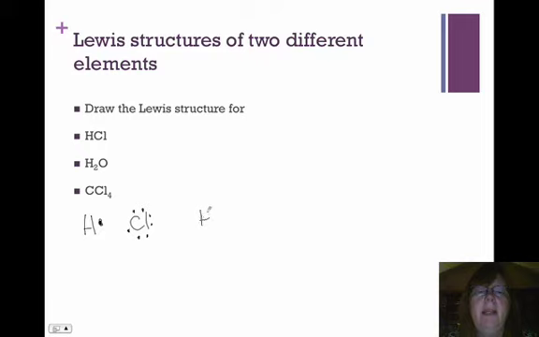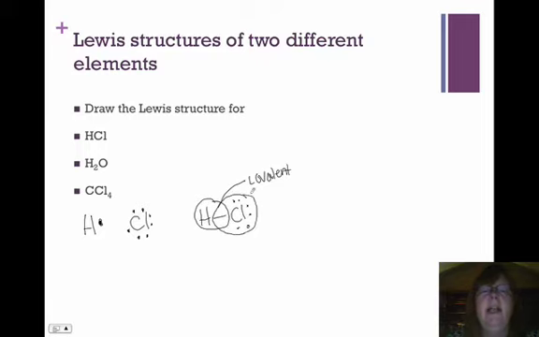So we can write it like this, and the shared electrons are represented by that dashed line. That is our covalent bond, and it is 2 electrons that are shared. So hydrogen is like, hey, I have my 2 electrons, and chlorine has the octet, or the 8 electrons that it would like to have for stability.